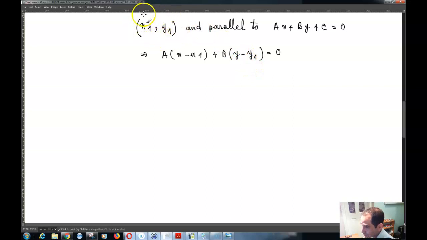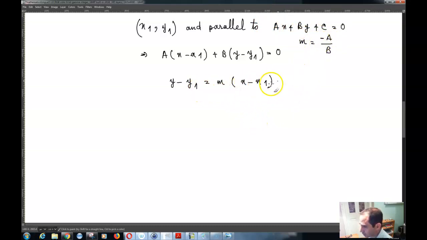Okay, so if your line goes through this point, if this is one point on your line, and your line has the same slope as this line, since it's parallel, then you can write y minus y1 is equal to m times x minus x1, and (x1, y1) is one point on the line. Of course, my slope over here is negative a over b.